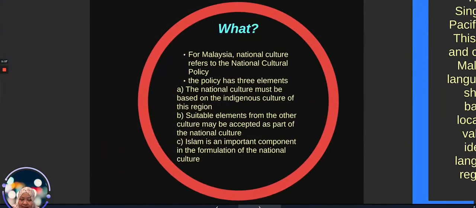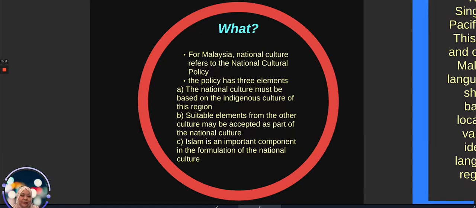In 1970, the government of Malaysia introduced what we call the national cultural policy. In Malaysia, when we talk about the national cultural policy, it refers to whatever we want to acknowledge or recognize as national culture. Now, this policy has 3 elements. The first one, the national culture must be based on the indigenous culture of the region, which is this Malay Peninsula. Secondly, suitable elements from other cultures may also be accepted and included as part of the national culture. And last but not least, ladies and gentlemen, and this is, I believe, the most important: if you want to do number 2, then Islam is an important component in the formulation of the national culture.